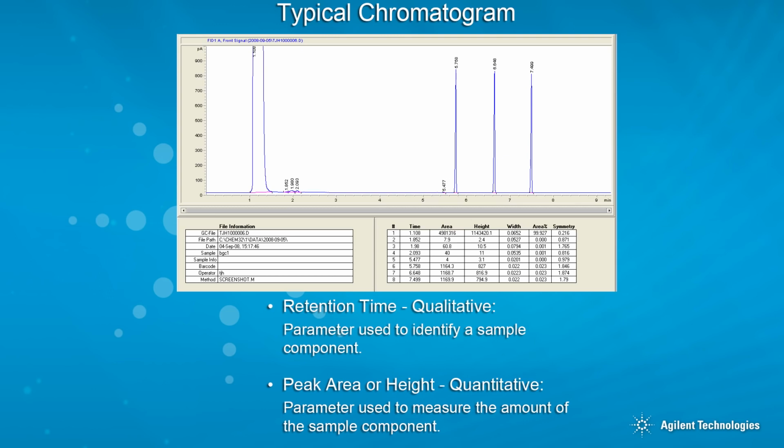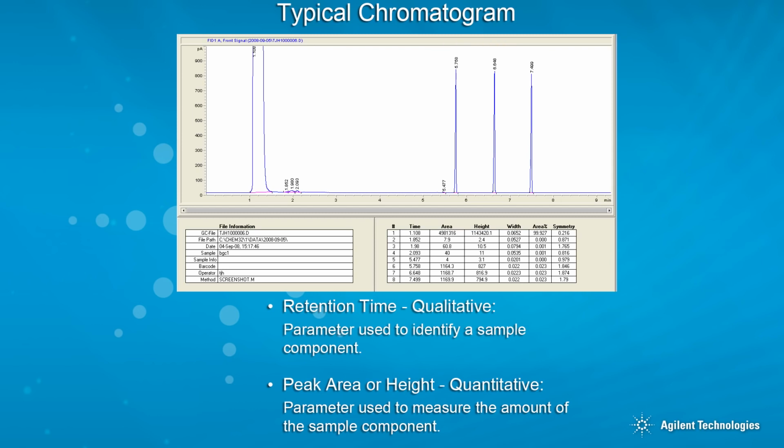GC peak times really do tell the whole story of the composition of the sample being analyzed. A typical chromatogram is shown. Retention times are used to identify the components in a mixture by comparing sample peak times to known reference standard peak times. If the times match, it is very likely that the components are the same. The retention time is determined at the apex of the peak.